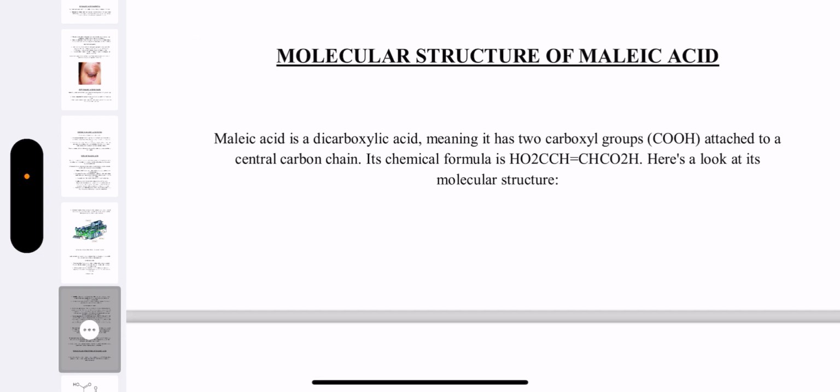Molecular structure of malic acid. Malic acid is a dicarboxylic acid and has two carboxyl groups attached to a central carbon atom. Its chemical formula is HO2C-CH=CH-CO2H. Here, look at the molecular structure.